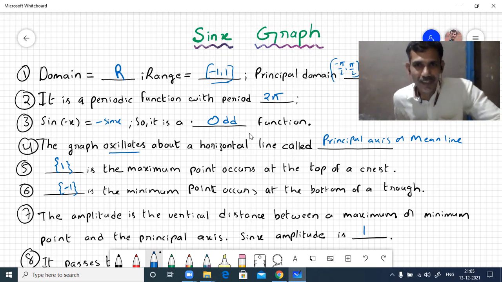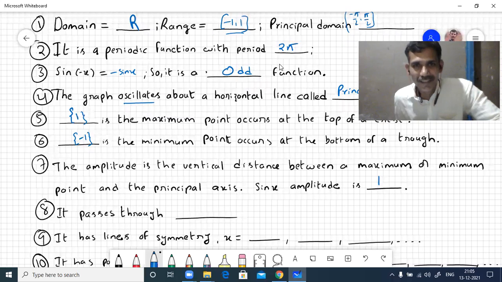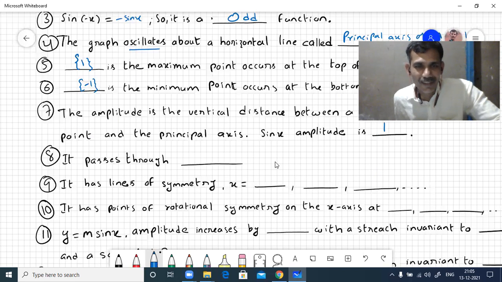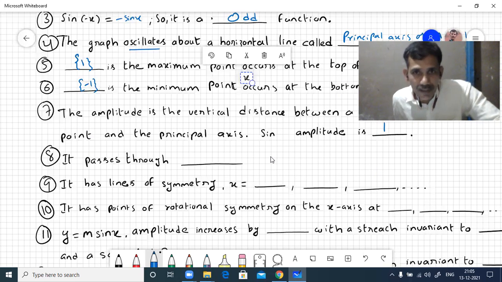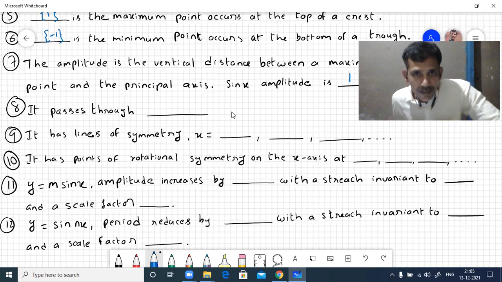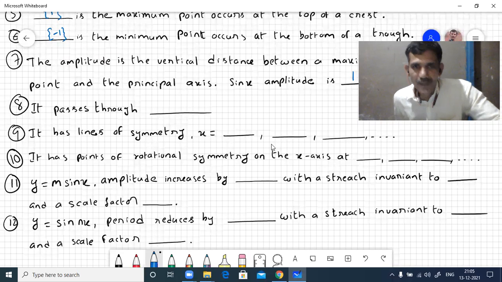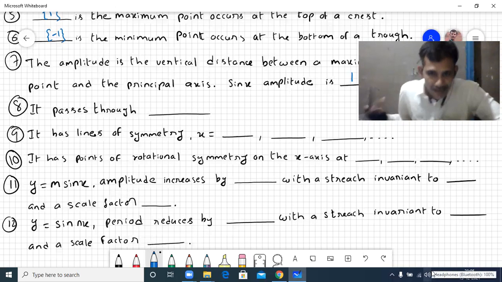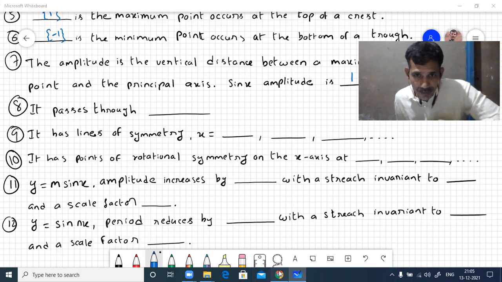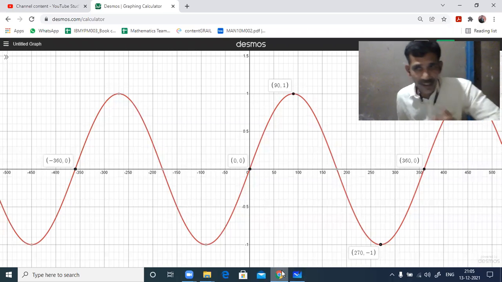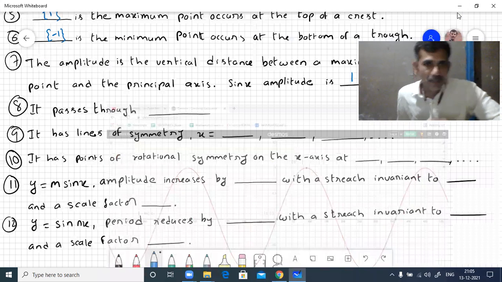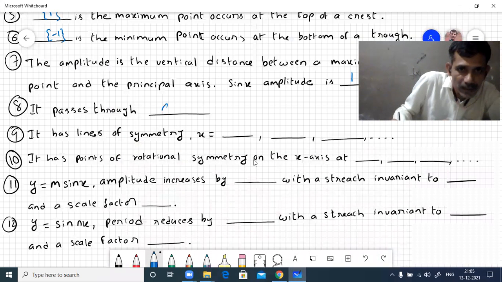Some more interesting things we can learn. This curve passes through the origin. If you observe, it passes through the origin clearly. It won't have any other y-intercepts. That we can write: origin of the coordinate axis.